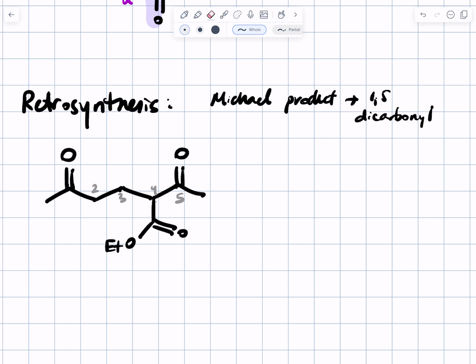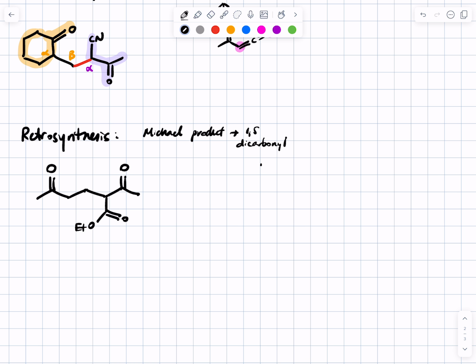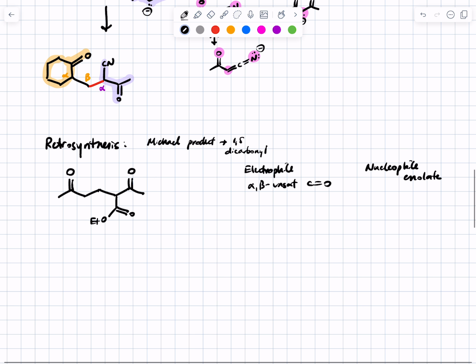So now we've got to decide which portion we think was the electrophile, and we'll remind ourselves that in a Michael reaction, the electrophile was an alpha-beta unsaturated carbonyl compound. And we need to decide which part of the molecule was the nucleophile, which we're reminding ourselves is an enolate in the Michael reaction. And we're going to have a couple of different choices that we can make. I'll start with one of them.